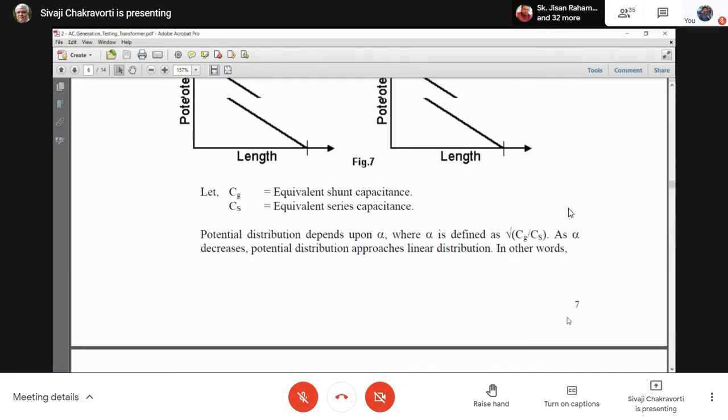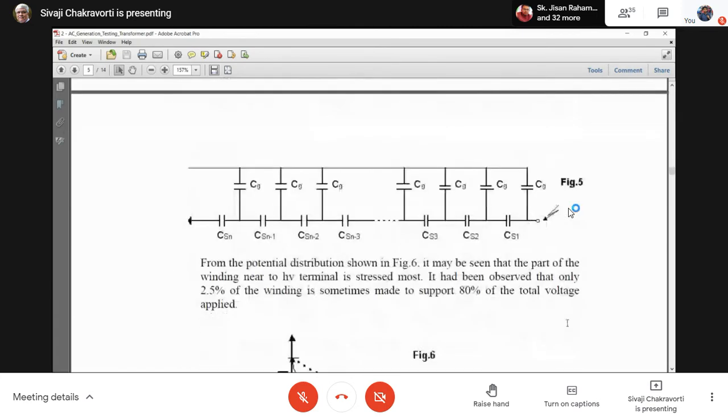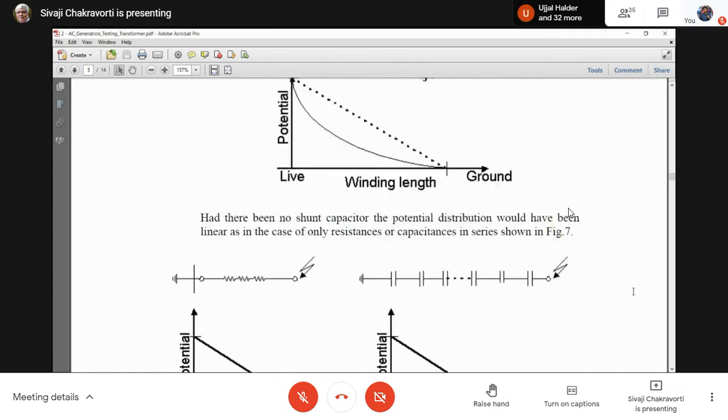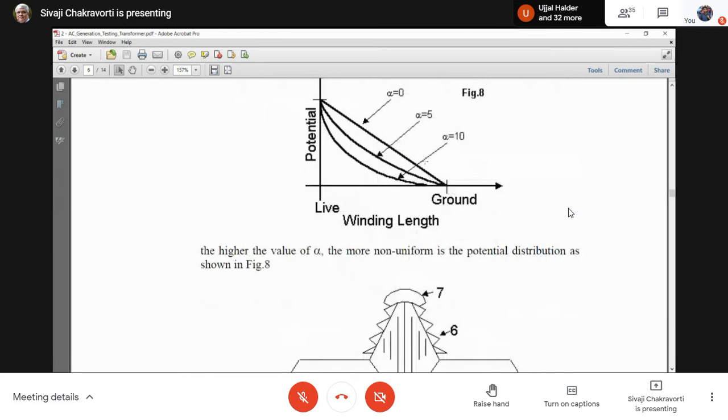But as I have shown in this diagram here, this CG is always present between the winding and the tank. So the other option is, can I increase the value of CS? So by proper design, if I can increase the value of CS, then the ratio of CG by CS will go down and this potential distribution will become more linear.